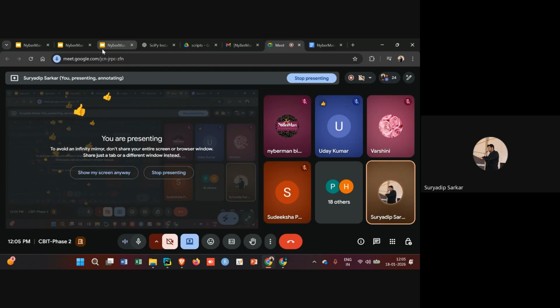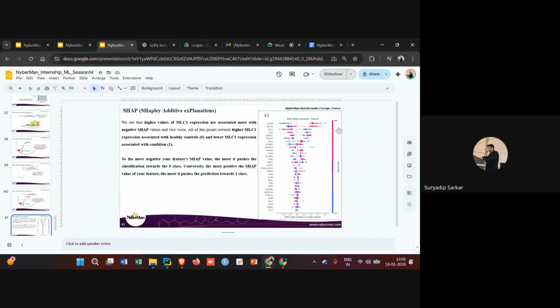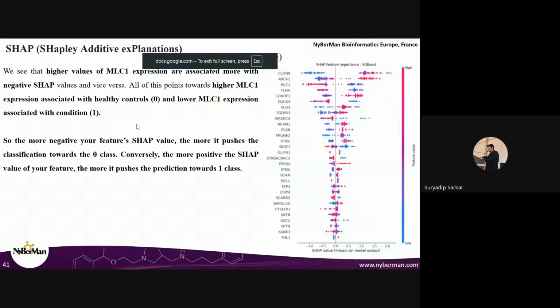Okay, very good. So this is what SHAP, or Shapley additive explanations, actually does. It figures out which genes are the most important, and it tells you how these genes behave and how they interact. Whether their high values are pushing the prediction more towards the negative class or positive class, or whether low values are pushing it, and vice versa. That is what SHAP tells you, and you will be doing these SHAP plots to figure out your results.